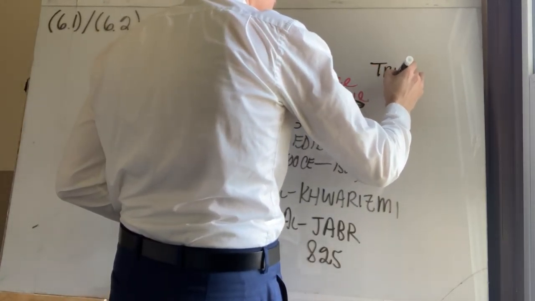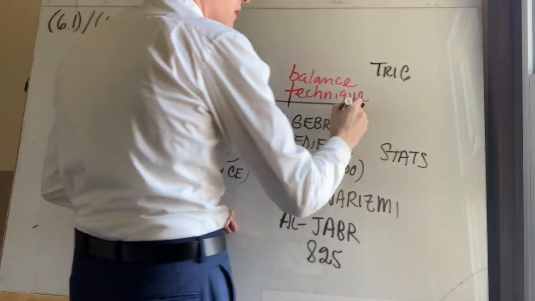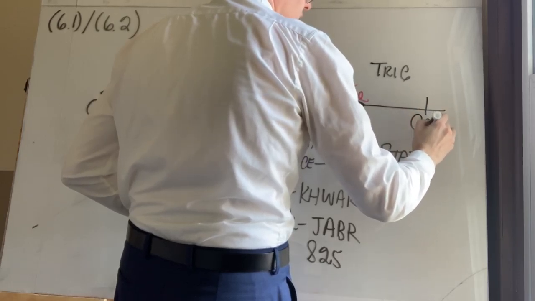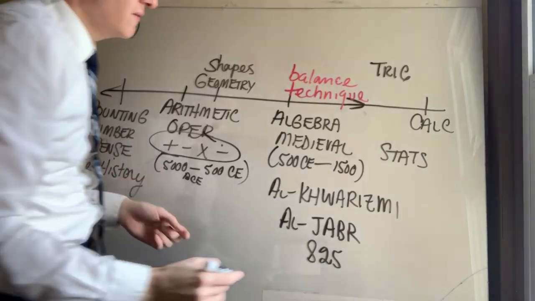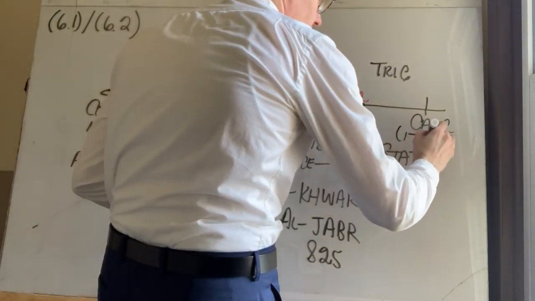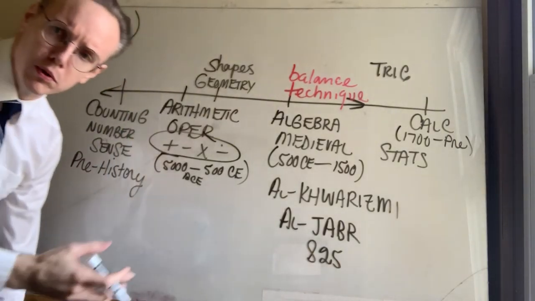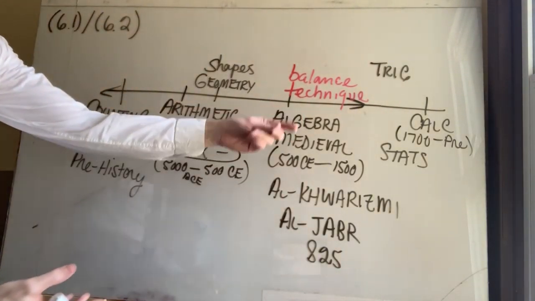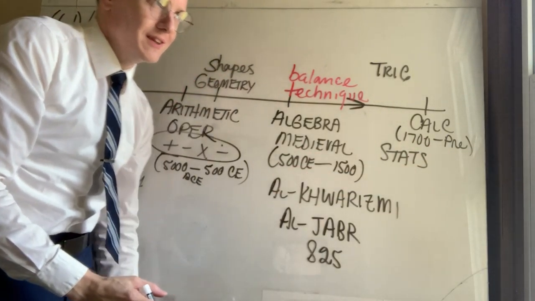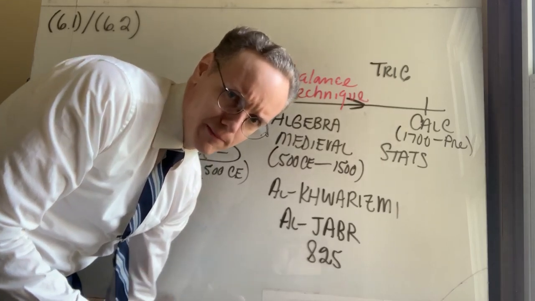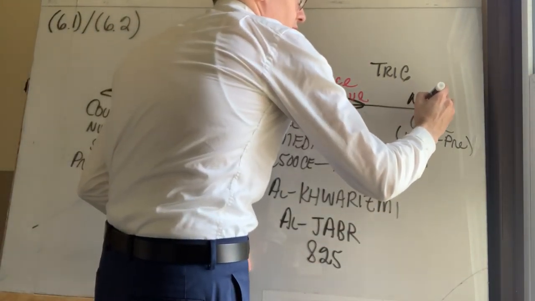trigonometry and statistics follow. The next big thing is calculus. And calculus is from about maybe 1700 to the present, something that's presumably still in development. Isaac Newton, famously one of the two people, Leibniz, I never pronounce the man's name correctly, Leibniz and Newton are the two figures of note.